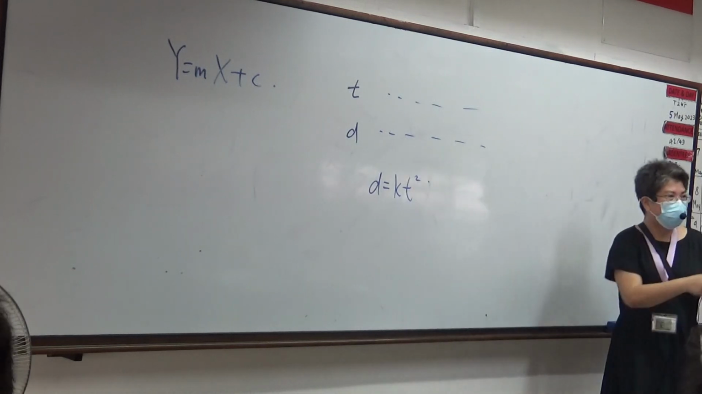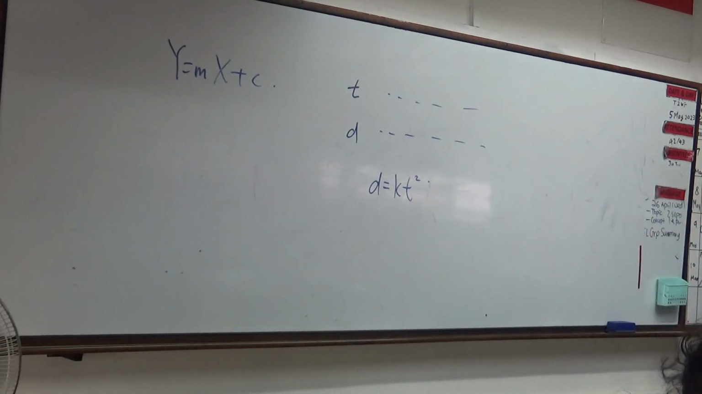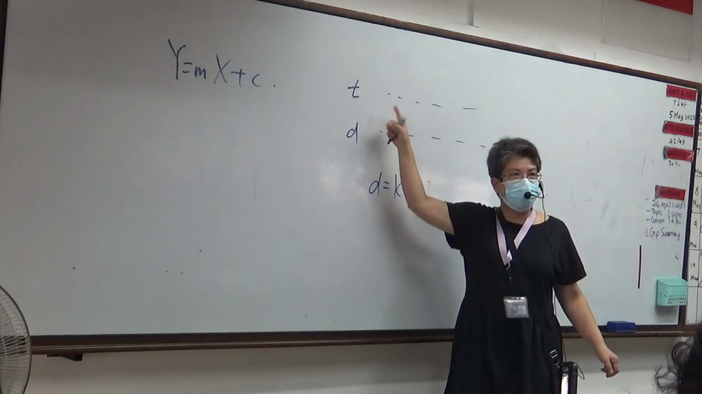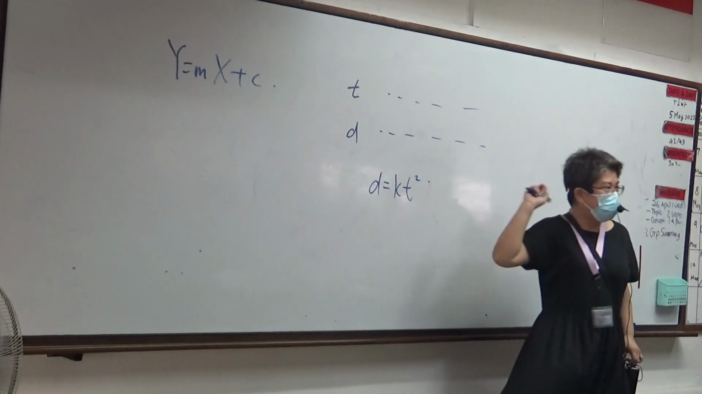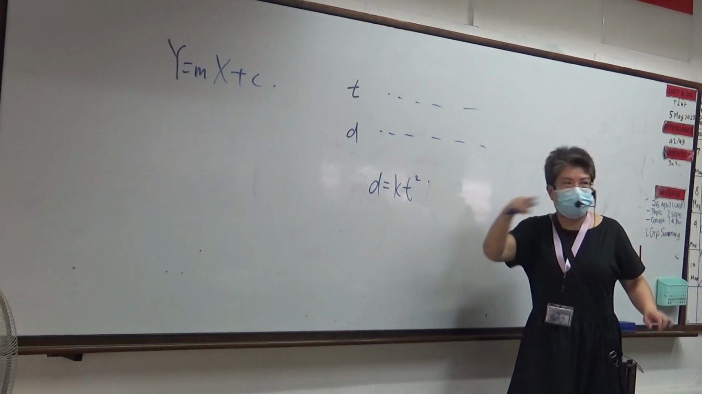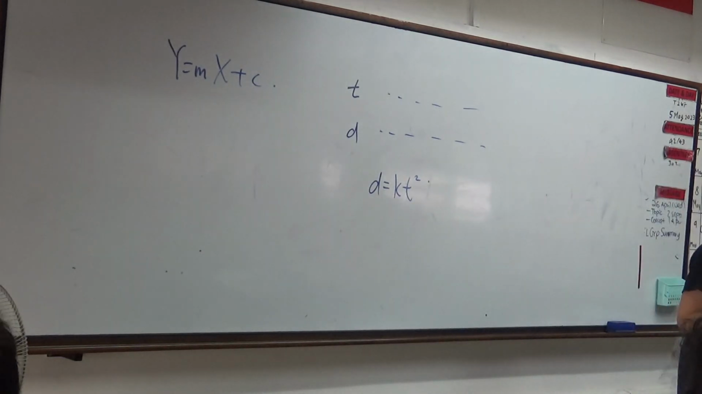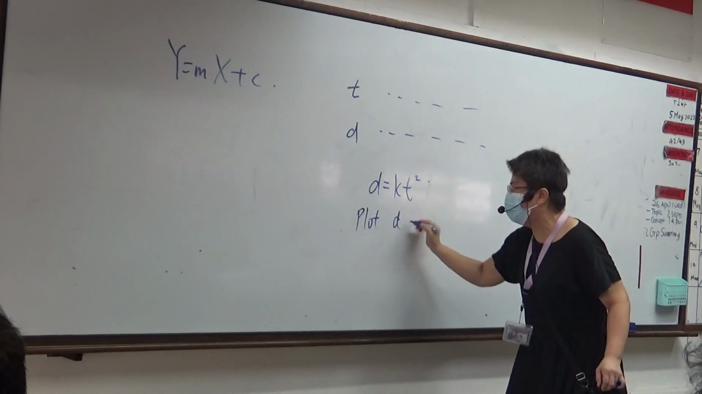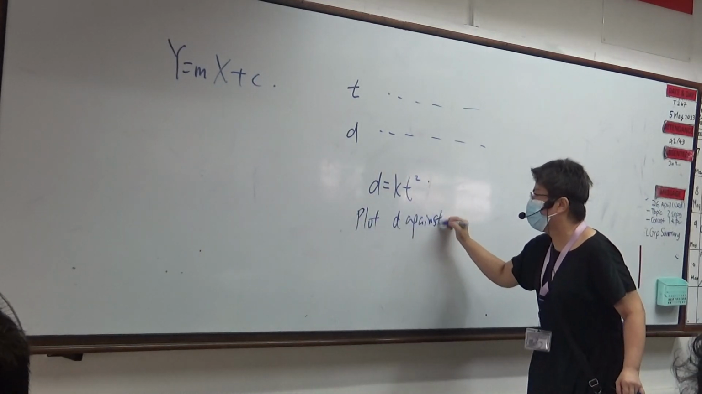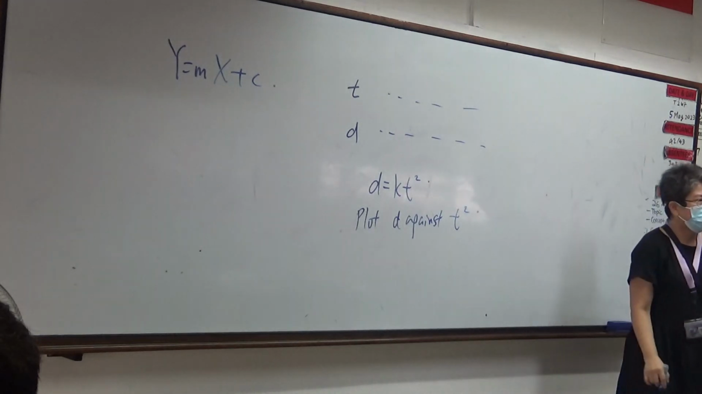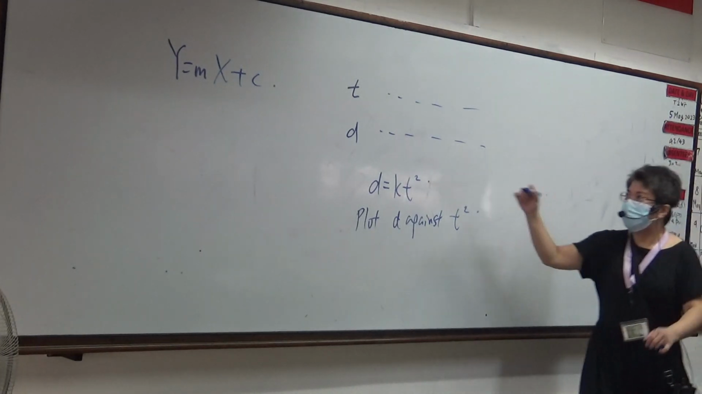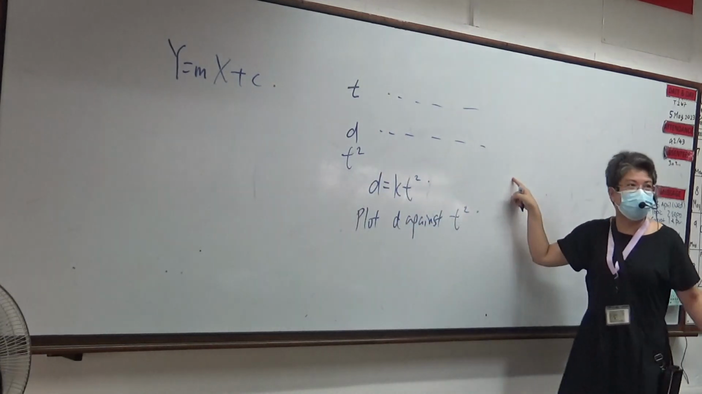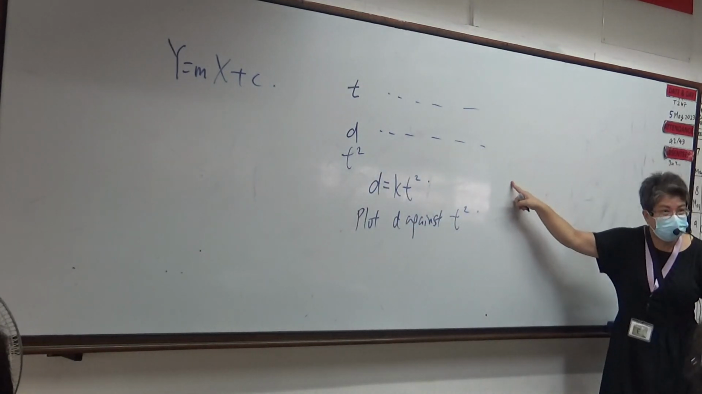connected with this. Now I want you to look at this particular equation. You have a value of t and you have a value of d. Do you agree that if I plot like that, I will get a curve? So how do I get a straight line? Plot d against what? Against t squared. Am I right to say that? So on the table, you must have another set of values for t squared. Then you can plot.